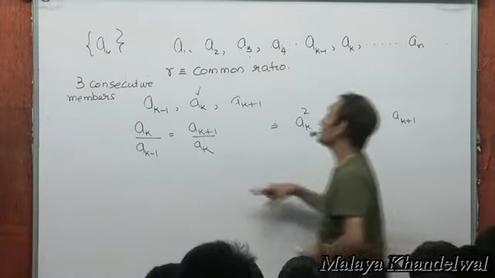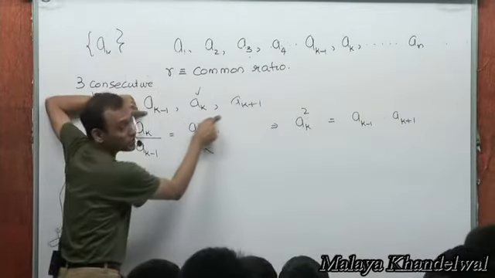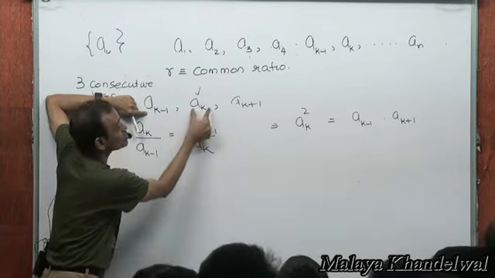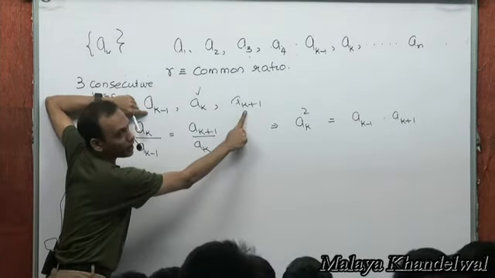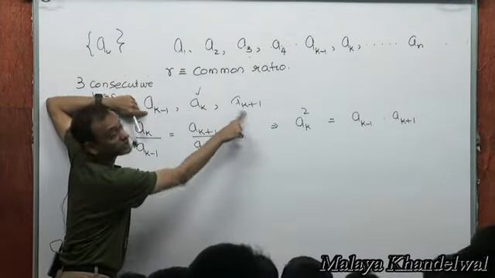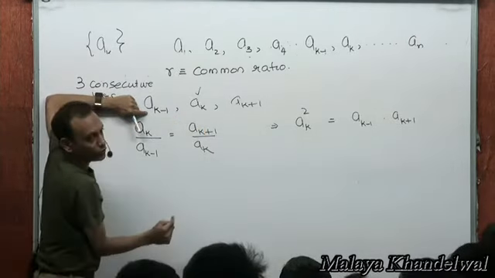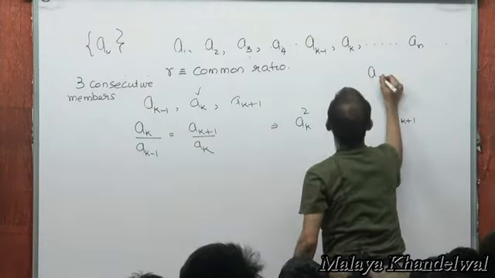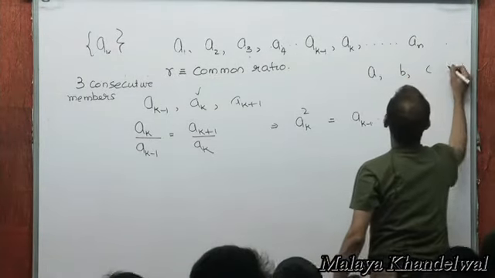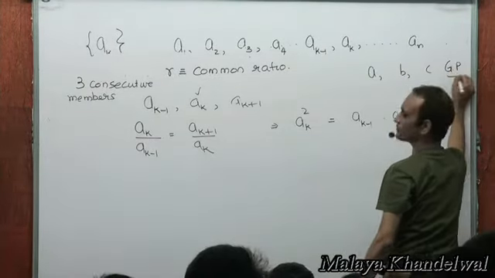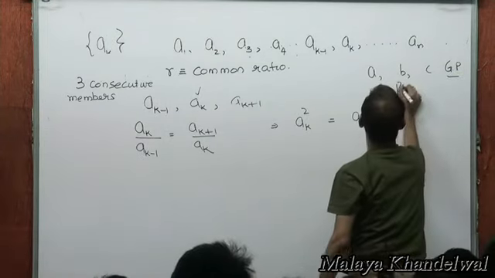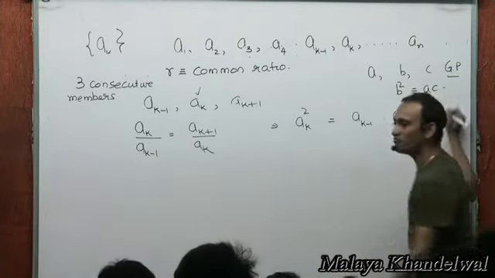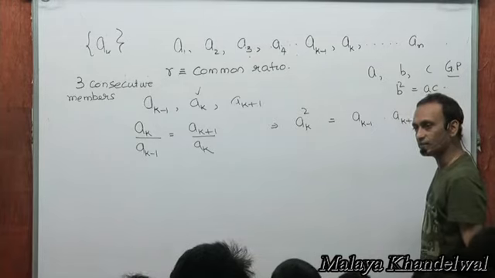Which means if I take any 3 consecutive members of a GP series, then square of the middle term will be product of the two adjoining terms. That means if A, B, C are three consecutive members of a GP series, then we must have B squared equal to AC.